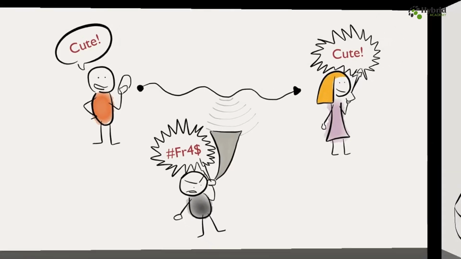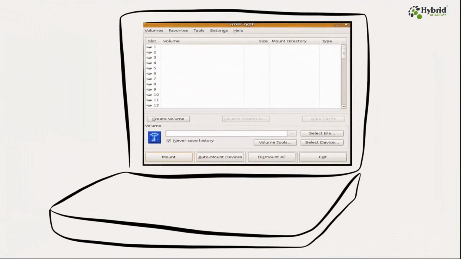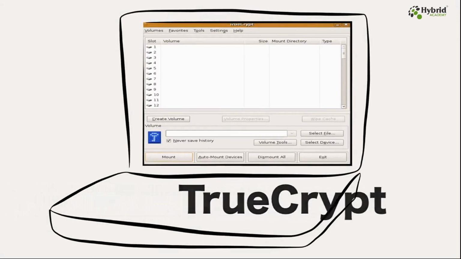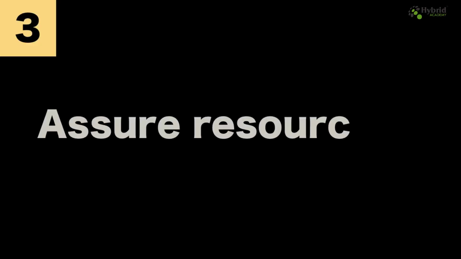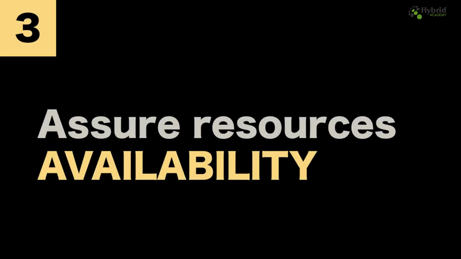In our case, the solution is so simple as using software to encrypt and decrypt the information. TrueCrypt is a free open-source disk encryption software for Windows, Mac, and Linux that allows you to easily protect your data. The third principle of computer security is to assure resources availability.